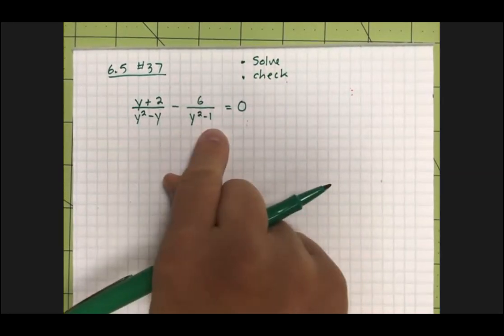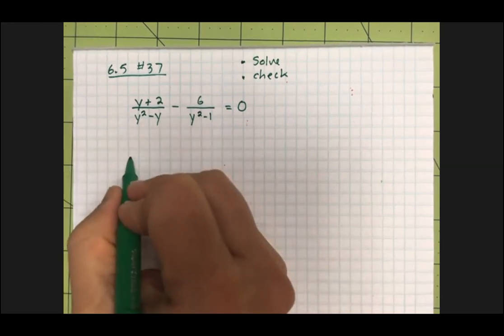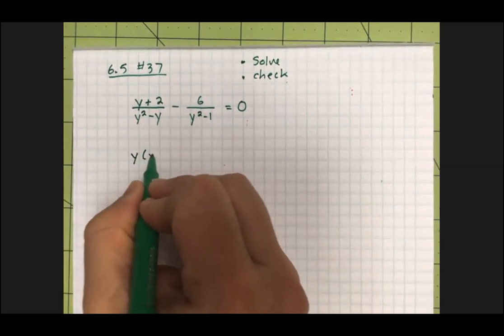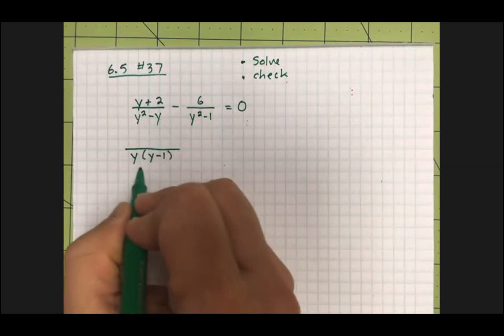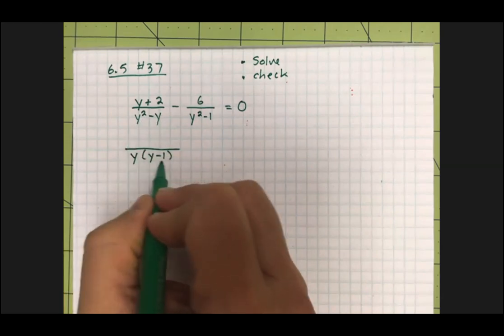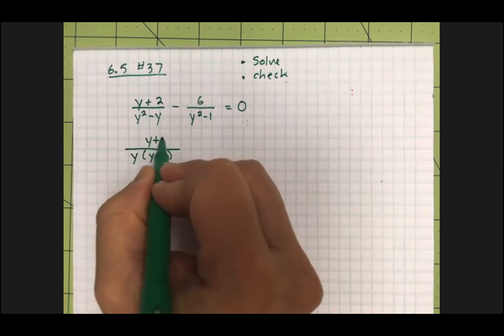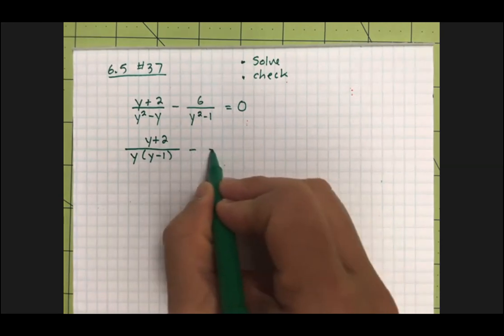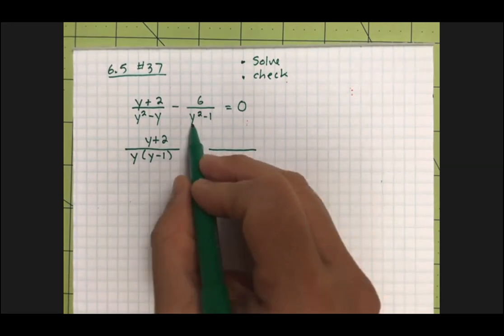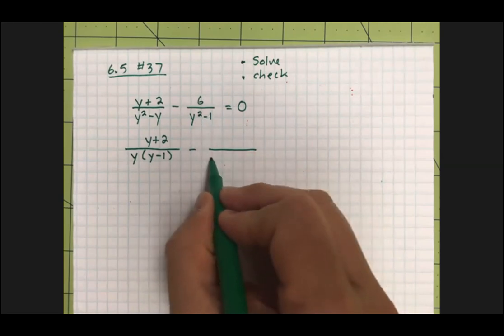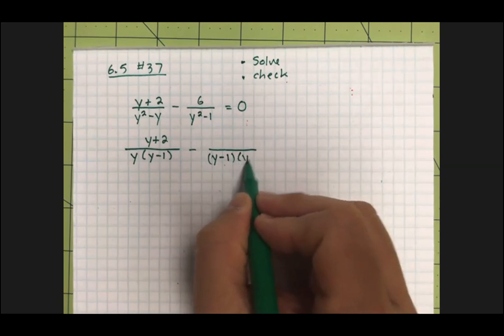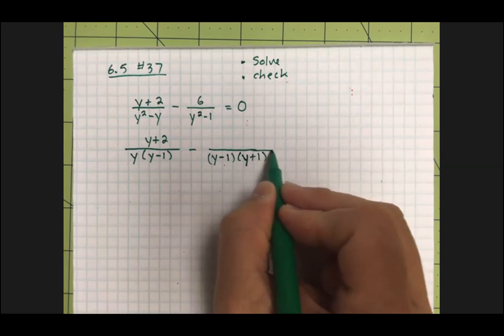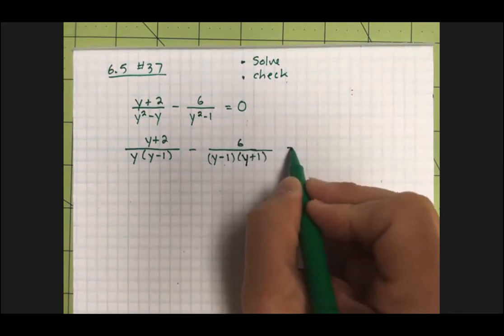Now, nothing is plainly factored for me. So I think I'll start by factoring. This denominator is y times y minus 1. If I factor out a common factor of y, I get y times y minus 1. This denominator, deceptively small, is a perfect square minus a perfect square. That's a minus b, a plus b. y minus 1, y plus 1. 6 is on top.